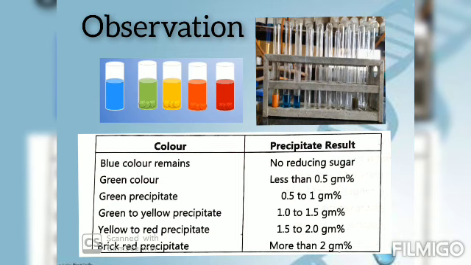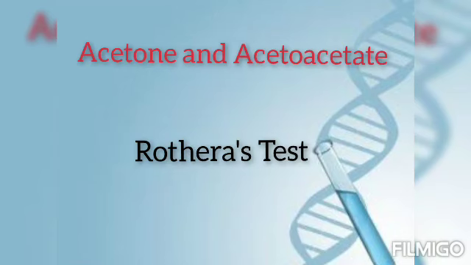Then green precipitate is having 0.5 to 1 gram. Green to yellow precipitate is having 1 to 1.5 gram. And this is the observation. The color of urine depends on the concentration of glucose present in the urine sample.